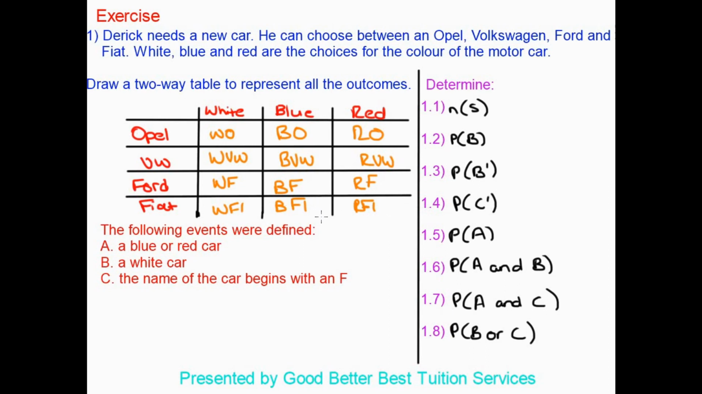Cool, and it's just like that our two-way table is done. That's as simple as it is. Both axes filled with the possible variables, and the inside filled with our events that are taking place. Cool.